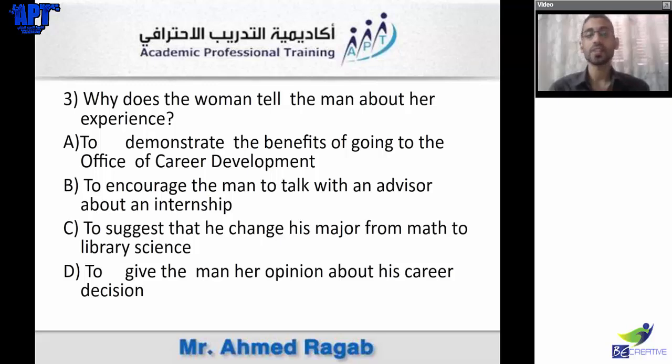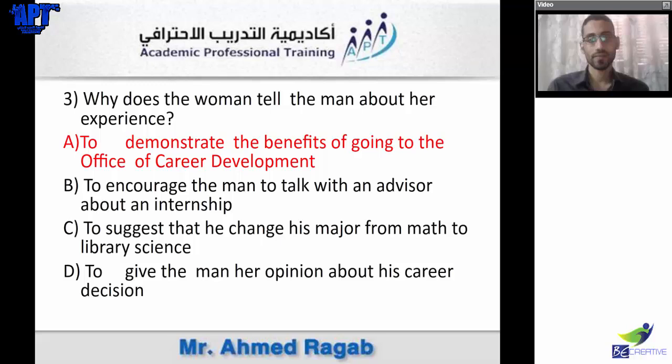Good. Now, why does the woman tell the man about her experience? To demonstrate the benefits of going to the office. To encourage him, to suggest, to give. I'll give you a minute to answer it. Look at your notes. So what do you have on your notes? She was trying to what? To encourage him, to suggest, to give him, to demonstrate? Yes, to demonstrate. So she was trying to demonstrate the benefits of having that thing. And do you remember the name of the counselor? Ruth? Very nice. And yes, it's she, not he. Okay? So she wanted to demonstrate the benefits of going to the Office of Career Development.